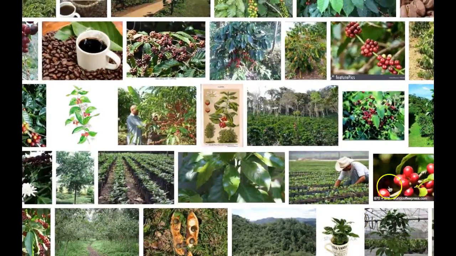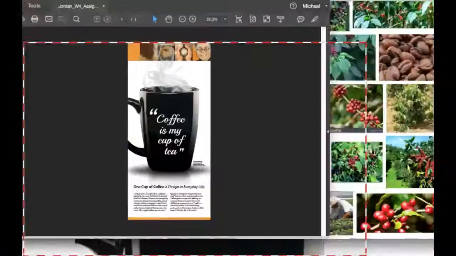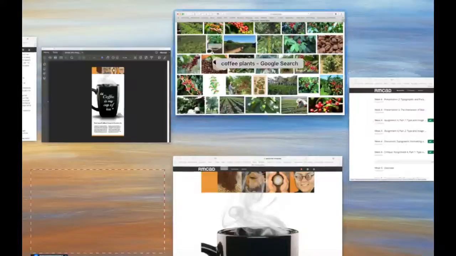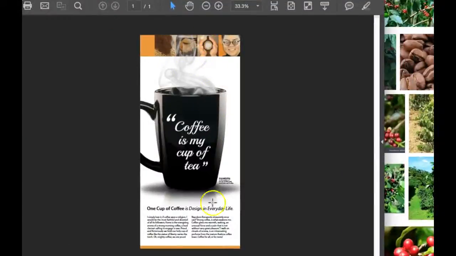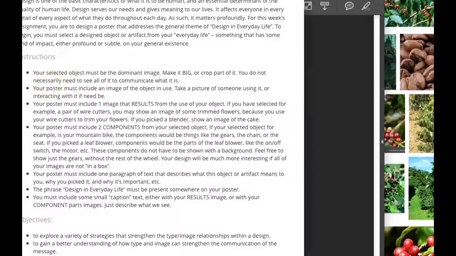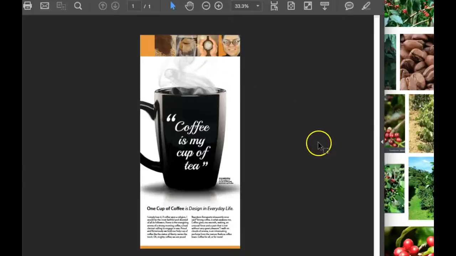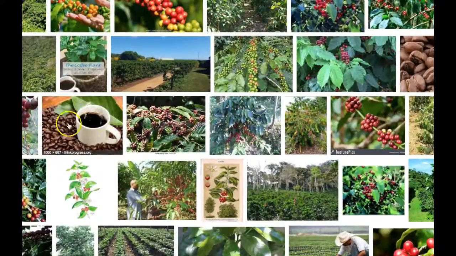For example, I could see maybe taking a branch of a coffee plant, like this, and just placing it right in here, and big, so it's bleeding and running off three sides, but you can clearly see those beautiful red coffee beans before harvest. So that would be your coffee. Then we could go to poster includes an image of the object in use. Of course, you could do any one of those images of a hand holding coffee. That could be coffee in use, in a cup, something like that.